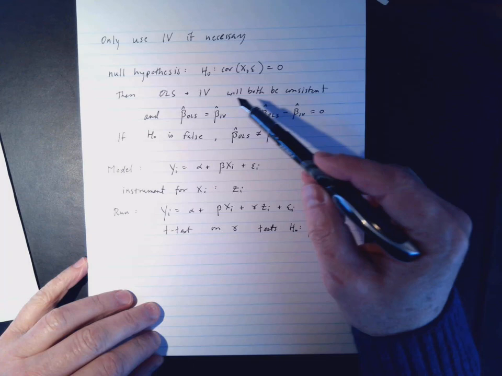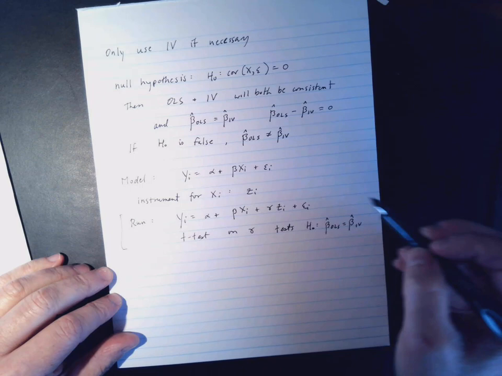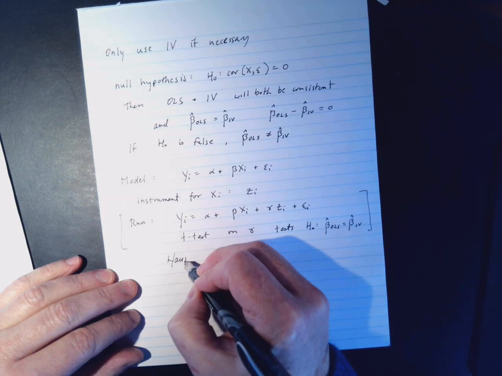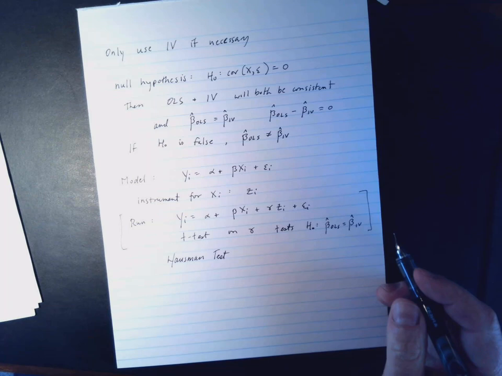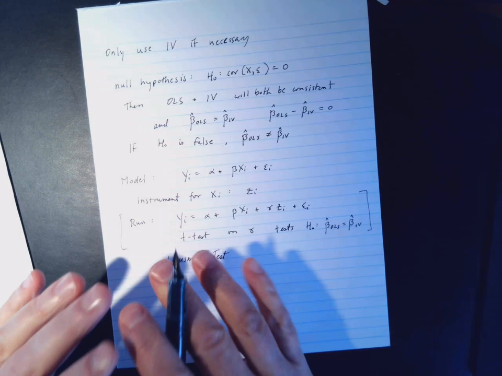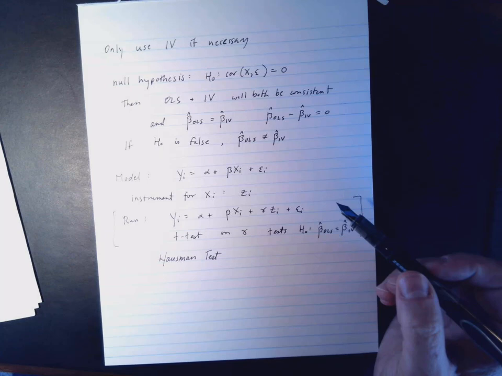Now in the textbook, I should also mention, this is called the Hausman test. Jerry Hausman, the econometrician who devised this, devised a whole class of hypothesis tests that work in this way.